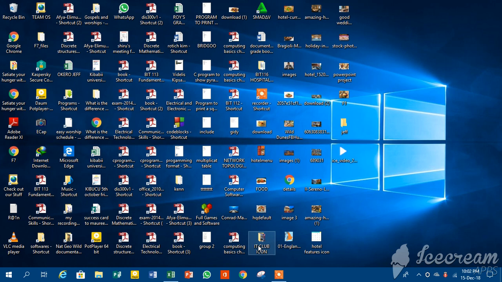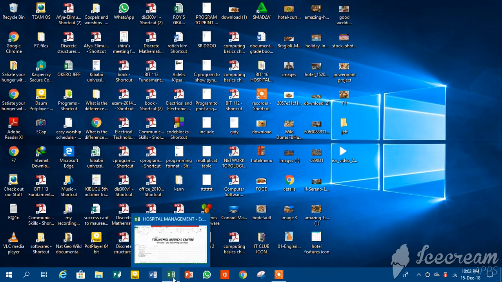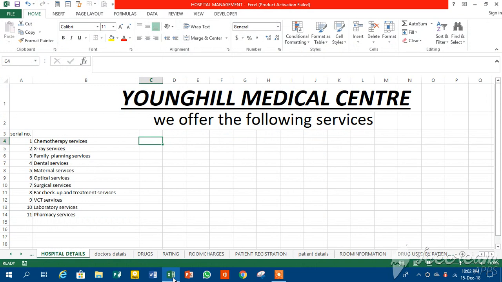Okay, I take this opportunity now to present the project work that we did on hospital management system using Microsoft Excel. And without much wastage of time, I would like us to go into our project work. And let us look at our first sheet, which is the sheet of hospital details.